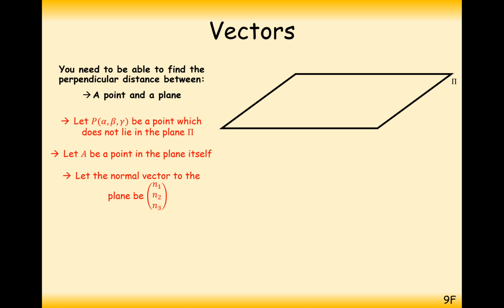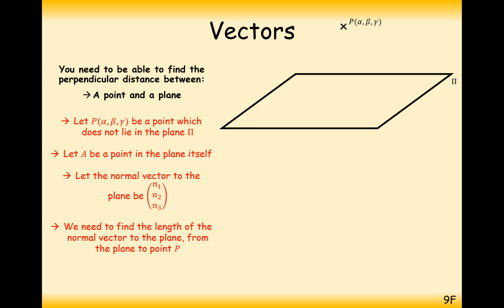Okay, so we'll say we have a point P, and we'll call that alpha, beta, gamma coordinate. We have a point A that's on the plane, we'll call that just the coordinate x, y, z. And we have a normal perpendicular to the vector, so let's put it just straight underneath P so that it does represent the shortest distance. And this is going to create a right angle between the line and the plane.